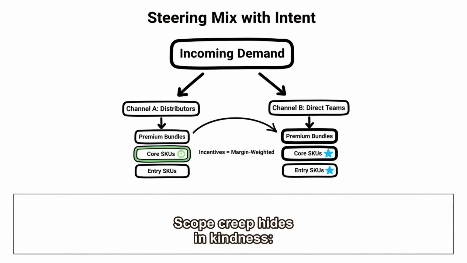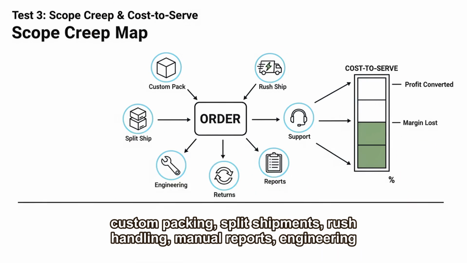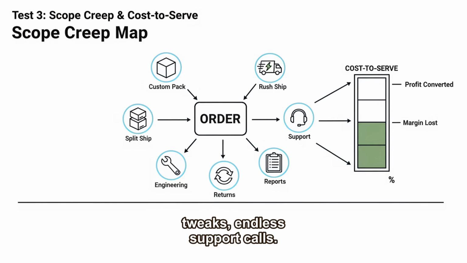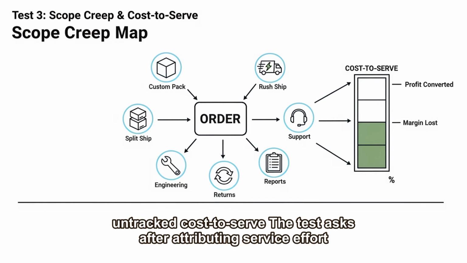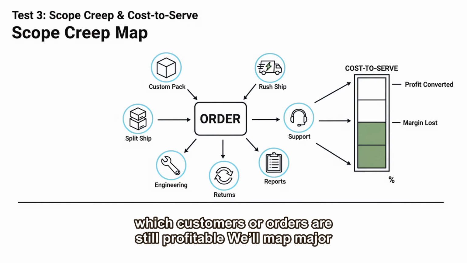Scope creep hides in kindness: custom packing, split shipments, rush handling, manual reports, engineering tweaks, endless support calls. Each feels small, but together they convert booked margin into untracked cost to serve. The test asks, after attributing service effort, which customers or orders are still profitable?